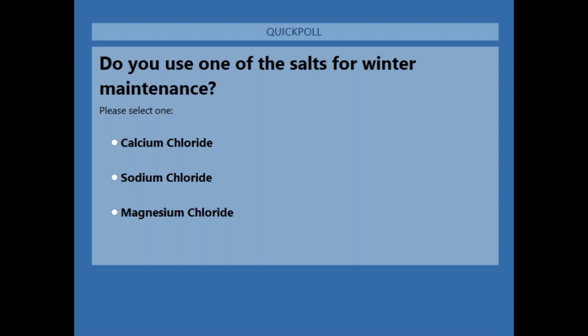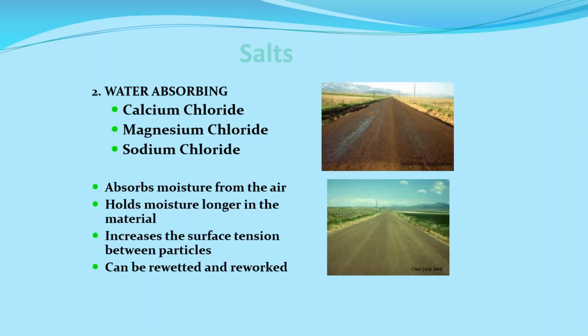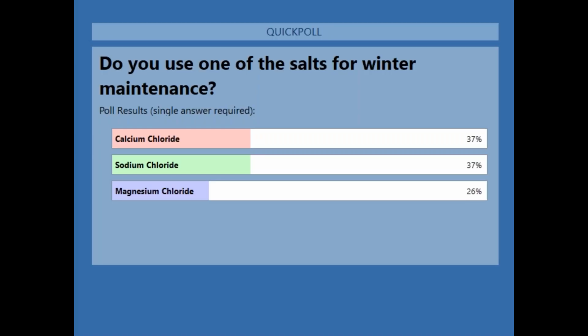So we have 37% that chose calcium chloride, 37% chose sodium chloride, and 26% chose magnesium chloride. And then in the question box, we had someone put in that they do calcium chloride and salt brine. So, okay. All right, Bruce, I'm going to hide these results now and it's all yours again.